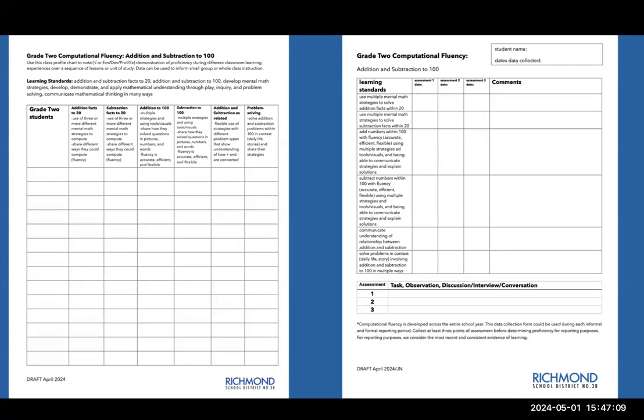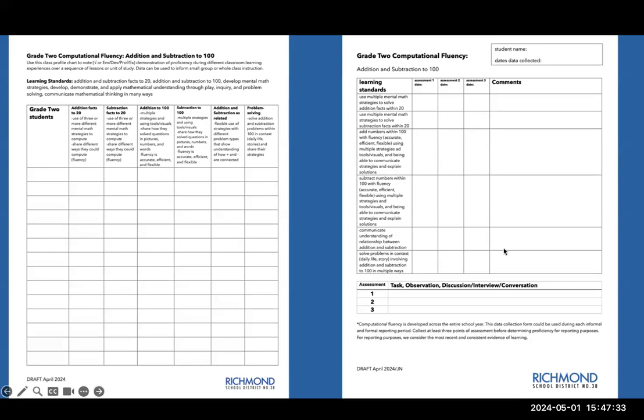And then that class profile can inform maybe some mini lessons that you need to do with the whole class, or how you might support small groups that have similar competencies that they need to develop, strategies that they need to develop, or a number range that they need to develop. So you can group children in lots of different ways, depending on what their learning goals are.